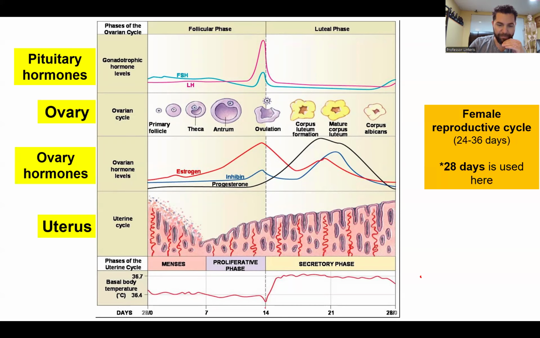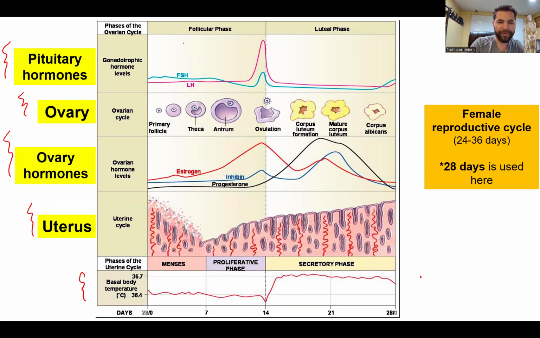If we look at this point here, the ovulation, all of these things are happening at the same time. But they're happening in body temperature, the uterus, hormones released from the ovary. It's happening in the ovary, or it's under the influence of pituitary hormones. All of these things are happening at the same time. So this is showing a general representation of about a 28-day reproductive cycle, right?